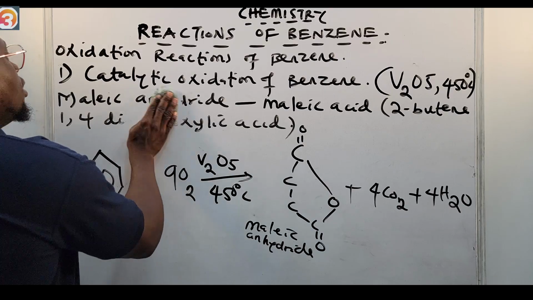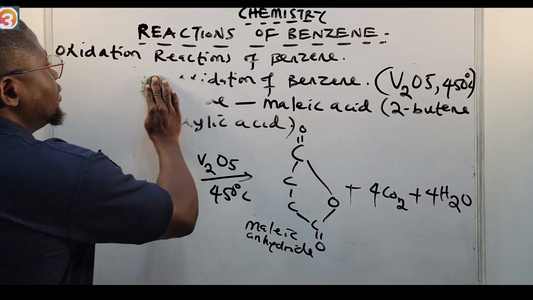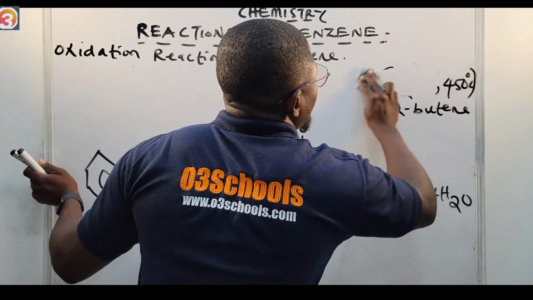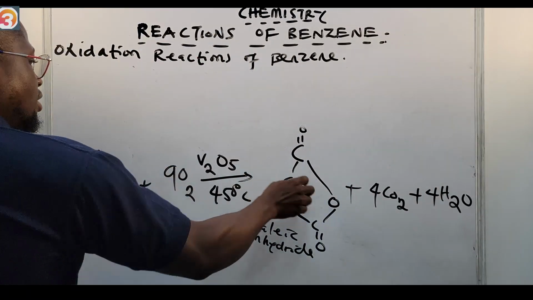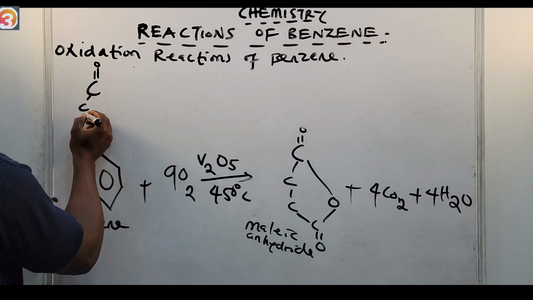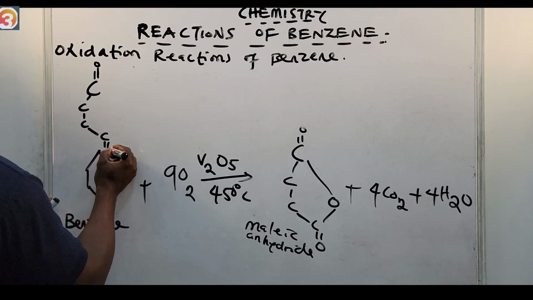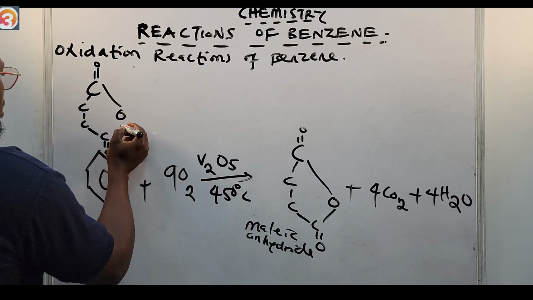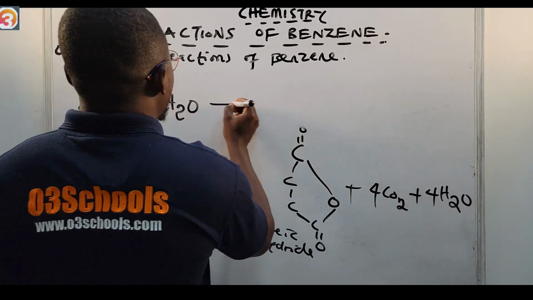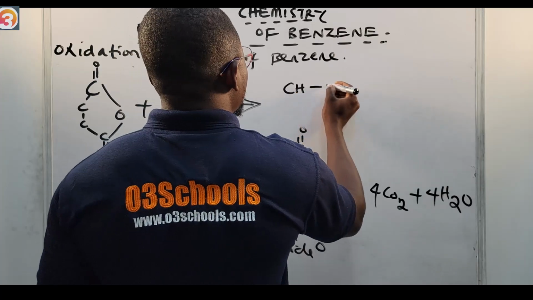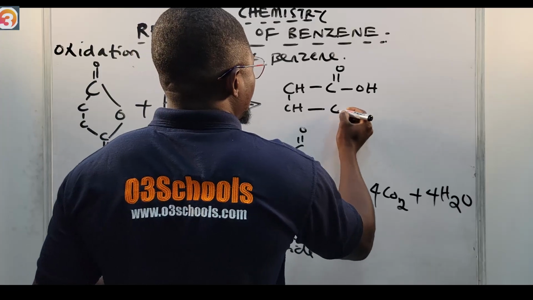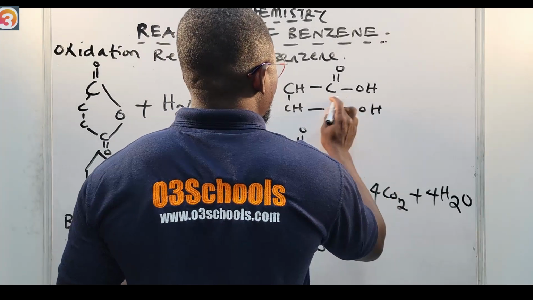Let us see that reaction. Remember, it's still the catalytic oxidation of benzene, the first oxidation reaction of benzene that we're looking at. So when this reacts with water, I'm going to have C double bonded to O, then OH, then plus H2O. This now gives us CH, C double bonded to O, OH, then CH, this double bonded to OH.